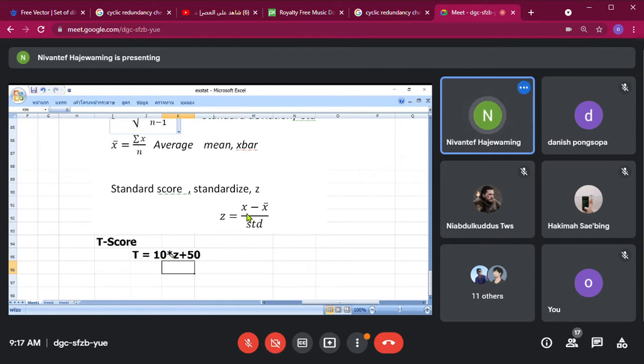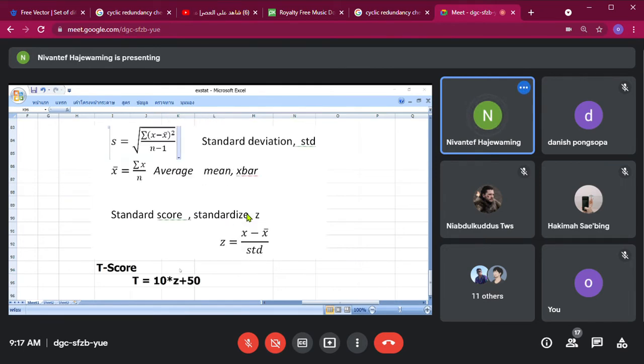This score is very popular to use for grading students, because you can explain any data with it. I will show you by example how to calculate the mean, standard deviation, Z score, and T score, and what they mean and how we can use these statistical parameters to explain your data.